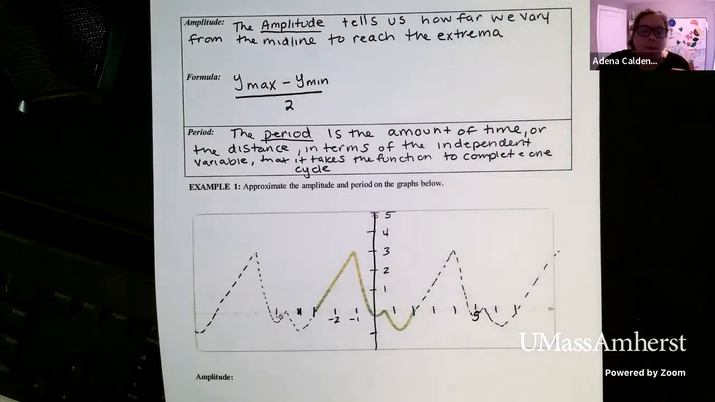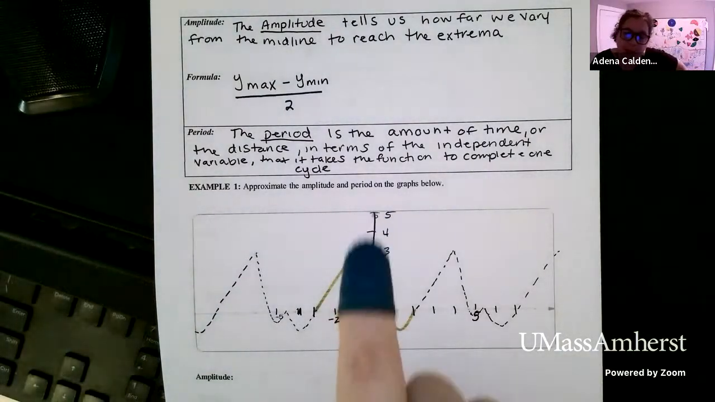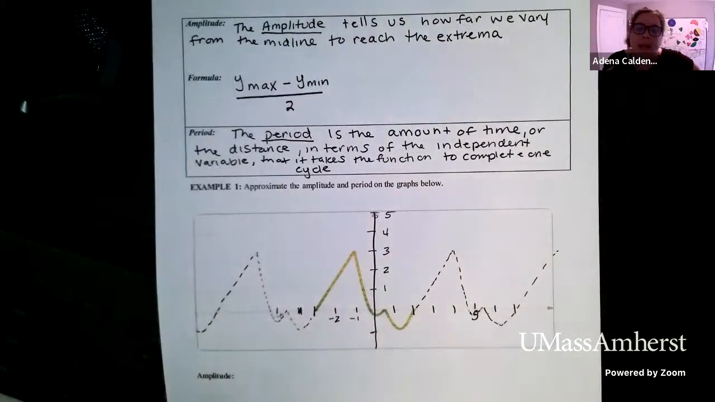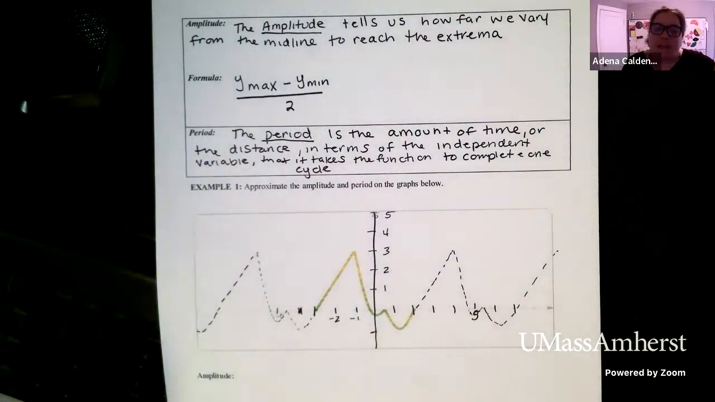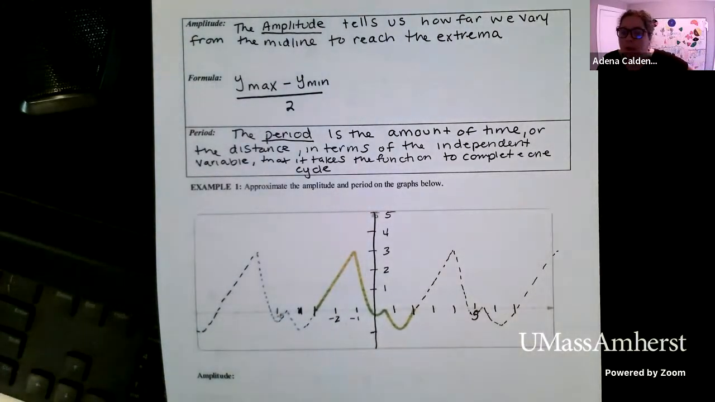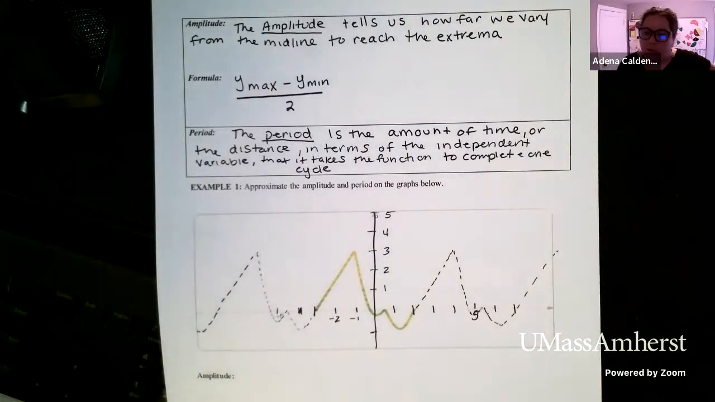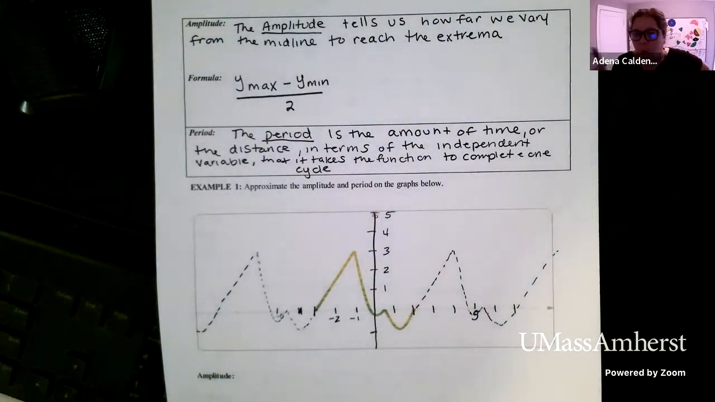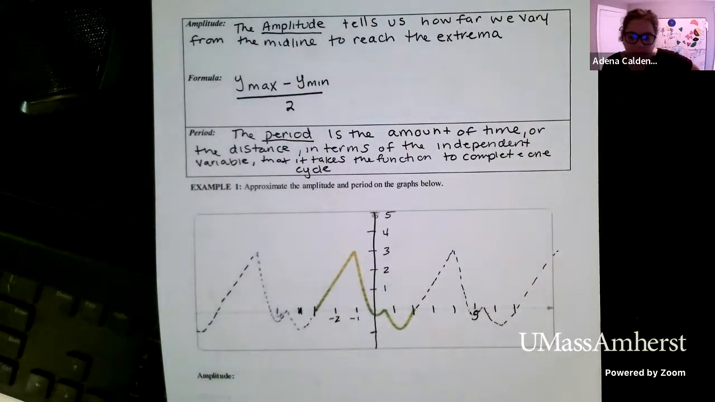Okay. The other piece that we look for is called the period. Notice the amplitude was the up and down. The period is going to be the left and the right. So the period is the amount of time, or the distance, in terms of the independent variable, it takes the function to complete one cycle. So how long does it go until the pattern starts to repeat, right? Is the question. Does it start to repeat every 10 units, every 2 units, every 12 units? So we're looking at the horizontal numbers and the pattern to see how long it takes to repeat, okay?